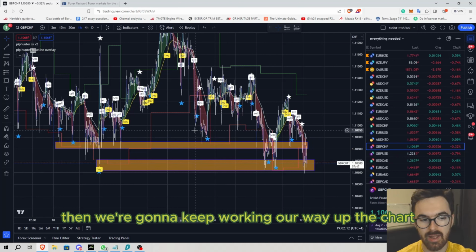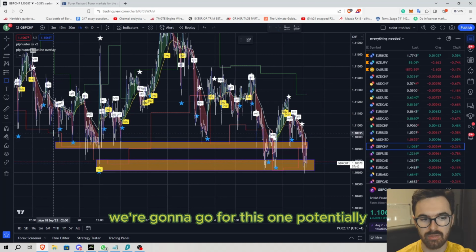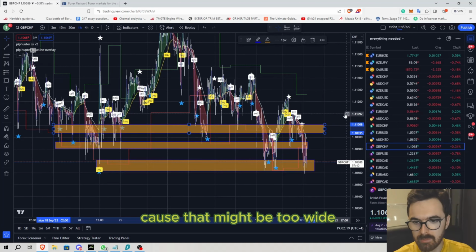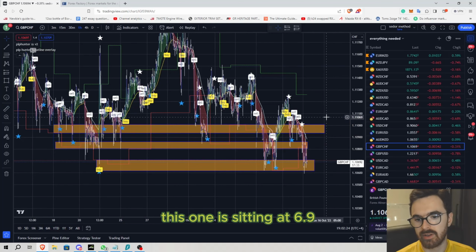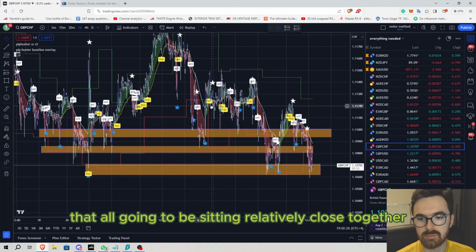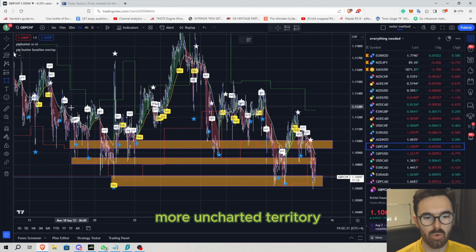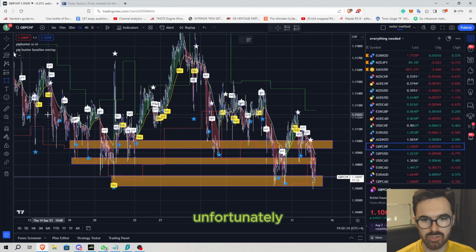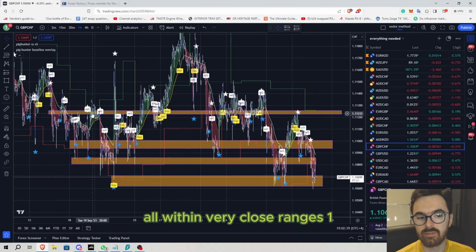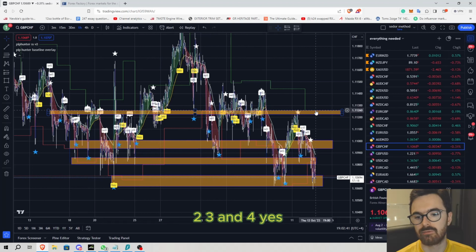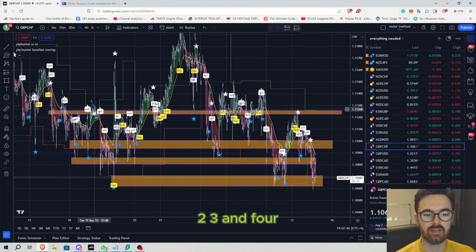Then we're going to keep working our way up the chart. We're just going to pick points of interest to grab. We're going to go for this one potentially, because that might be too wide, but we'll check. This one is sitting at 6.9. Again, GBP, CHF, they're all going to be sitting relatively close together until we start getting into more uncharted territory. Unfortunately, at the moment, it's been consolidating quite a lot, so we're going to get a fair few touches, all within very close ranges. So 1, 2, 3, and 4. Yes, you can mix green and red lines. So 1, 2, 3, and 4.